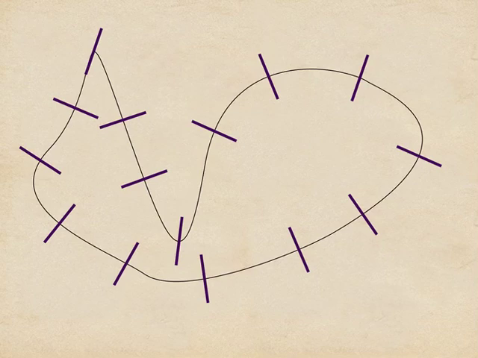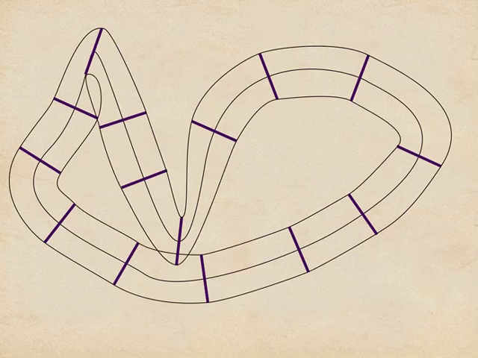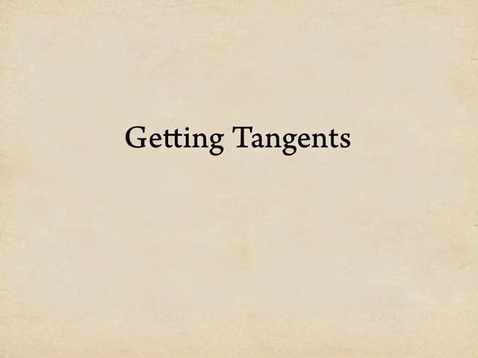Now that we have the normals, all we have to do is draw a curve that connects the outside point of each normal. And we can also draw a curve that connects the inside point of every normal. And now we've got our offset curves. So the key thing here is to get the tangents. How do we do that?